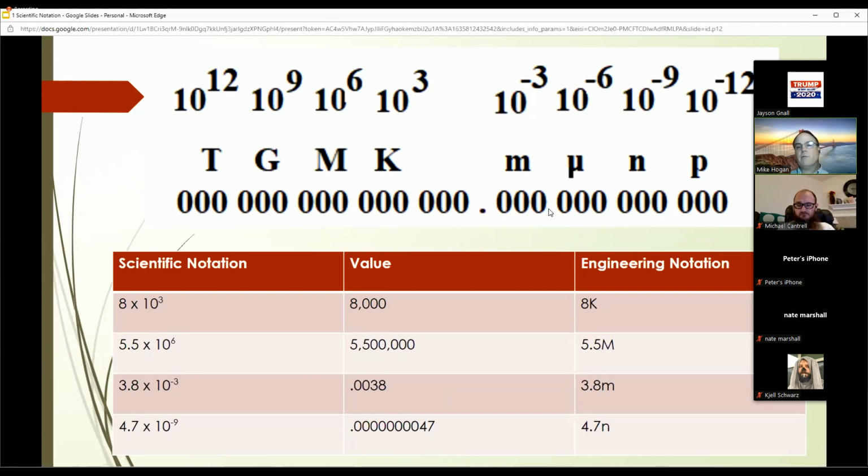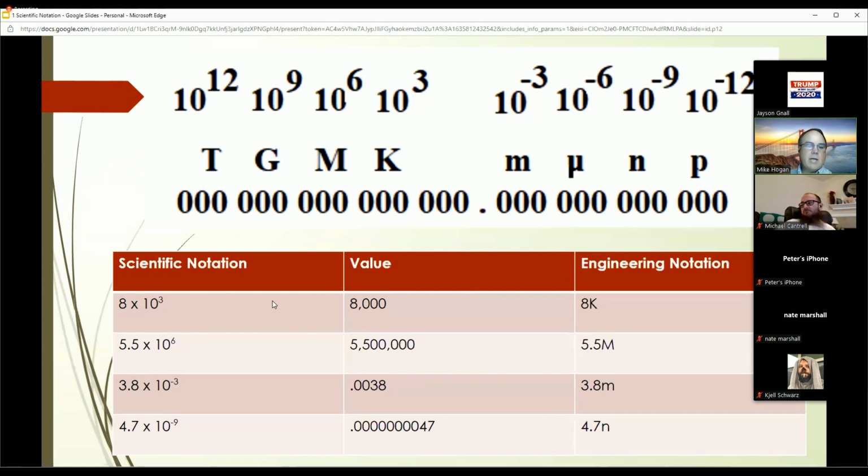Milli, -3, micro. Now notice micro is this U with a tail on it, this Greek letter, right? So that's to the -6. Nano, small n, -9, and then pico, small p, -12.